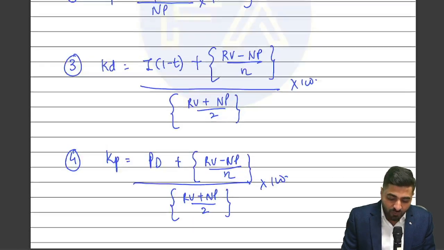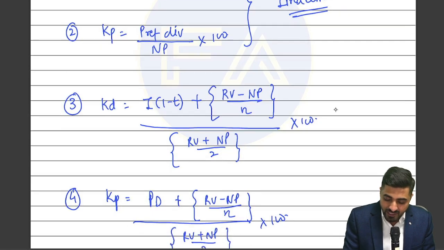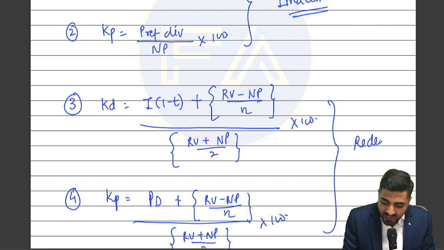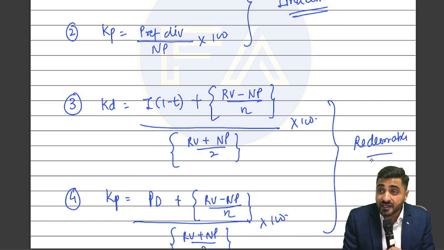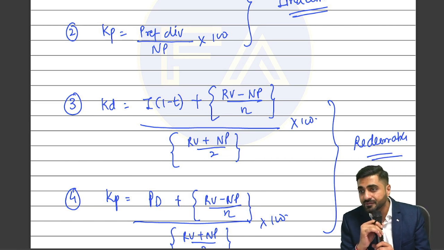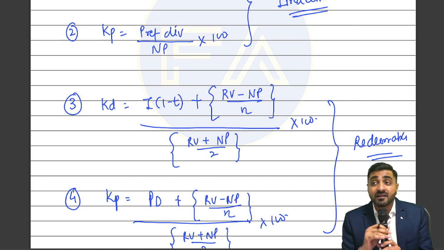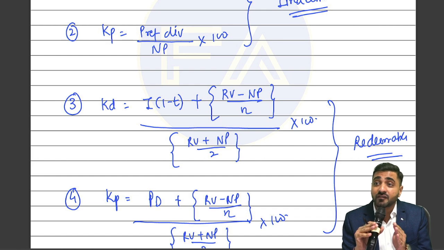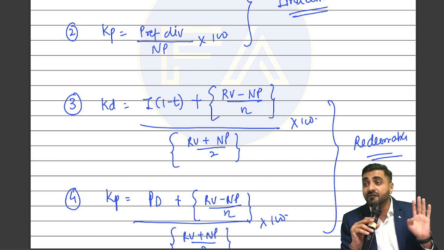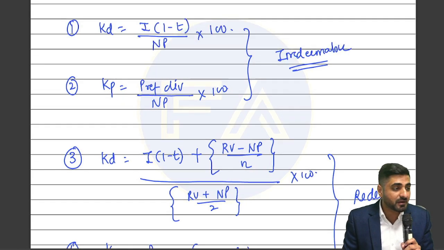So these four formulas: irredeemable and redeemable. Cost of debt can either be irredeemable or redeemable. Cost of preference can either be irredeemable or redeemable. Whenever there is redemption, always remember, smaller formula or bigger formula, beta? Bigger formula. And when it is irredeemable, we will always use the smaller one.